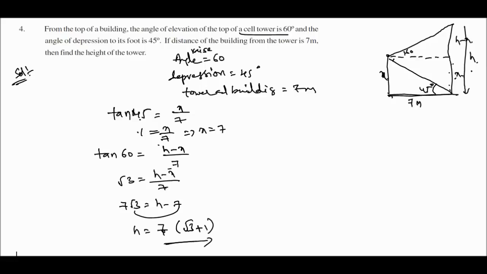So the height is 7 times (root 3 plus 1) meters.